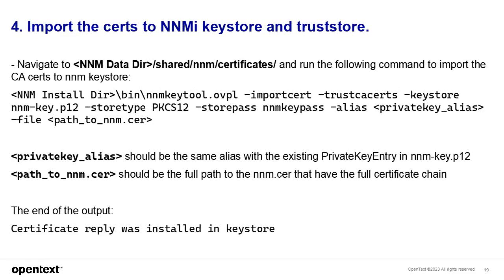4. Navigate to the NNMi certificate folder and run the on-screen command to import the CA certs to the NNM key store. The private key alias should be the same alias as the existing private key entry in nnm.p12. The path to the nnm.ser should be the full path to the nnm.ser that has the full certificate chain that was created earlier. Review the script's response and input yes. The end of the output should have the line, certificate reply was installed in keystore.